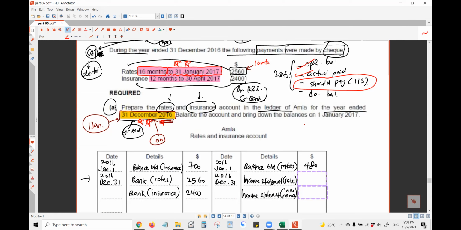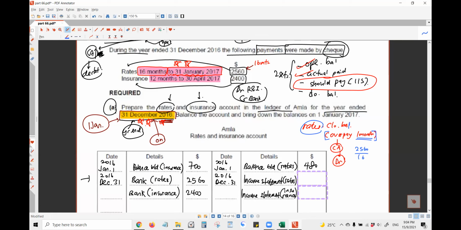That's the closing balance for rates. Overpay by 1 month. When you overpay an expense, it's a current asset, which indicates you should write it on the debit side. What is the amount? Easy to find? Yes, very easy to find, because I told you the 2560 is for 16 months. 2560 divided by 16, then you can get 1 month's amount. So we have found the closing balance for the rates, overpayment by 1 month.